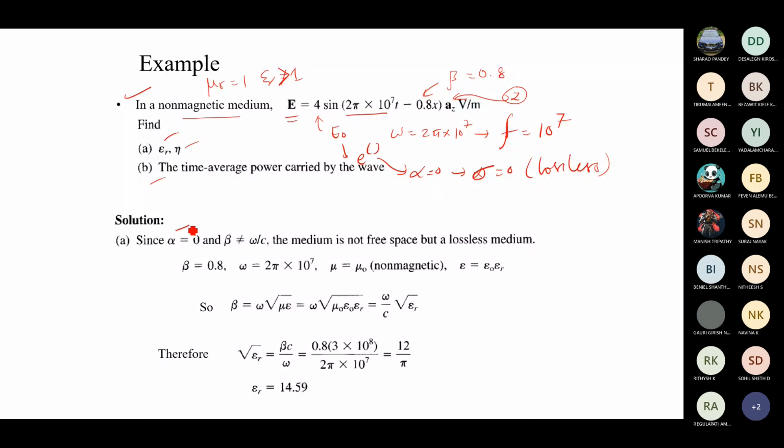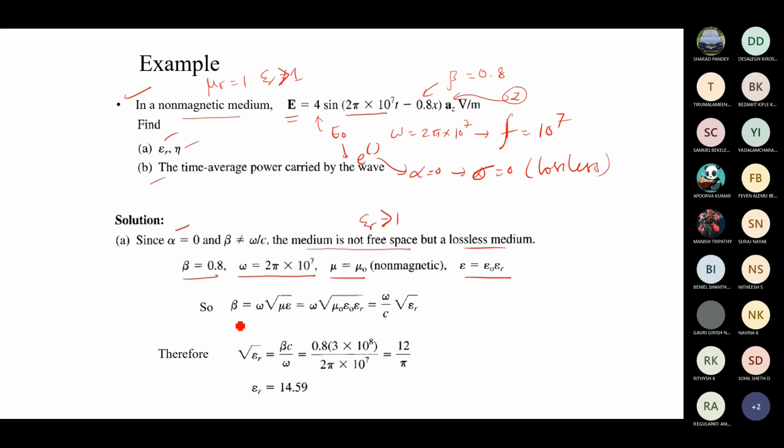So now let us work on that. We already know that alpha is equal to 0 and beta is not equal to omega by c, because it is a non-magnetic medium, and the medium is not free space. Still epsilon r is greater than 1, but it is a lossless medium, of course. So we got the beta, and we already know what is omega, and mu is going to be mu naught mu r. Mu r is already 1, so mu is always equal to mu naught, and epsilon equal to epsilon naught epsilon r. Okay, so these are the things which we have known.